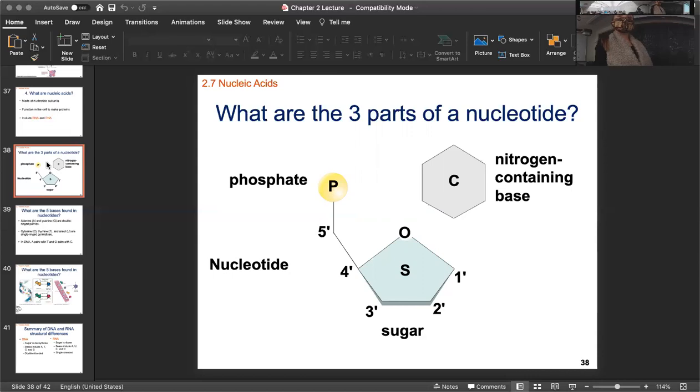Okay? The phosphate is that yellow circle up there. All right, it looks like a little ball. It's then attached to a sugar. A sugar, if you can remember, is a carbohydrate, glucose. All right, and then a nitrogen-containing base, which means that there's a nitrogen present. These are the 3 parts of a nucleotide.